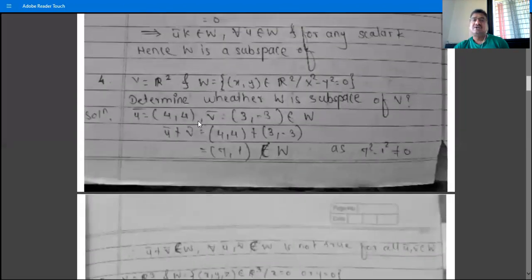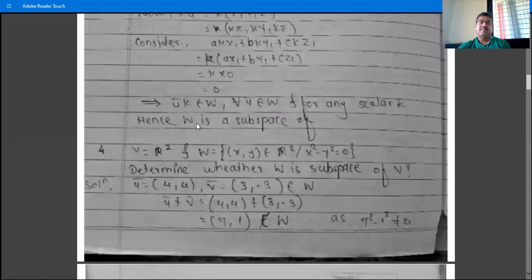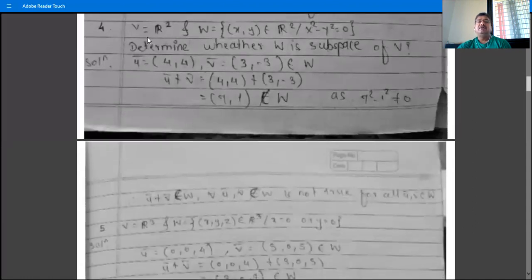So this is the generalization of the previous example. Next example: V is equal to R2. W is the set of (x, y) belonging to R2 such that x square minus y square is 0. Determine whether W is a subspace of V. So we have to determine whether this W is a subspace of V.